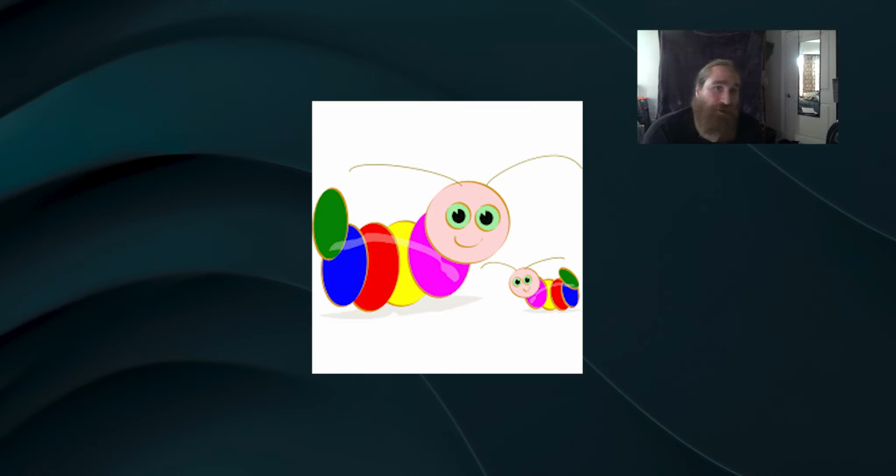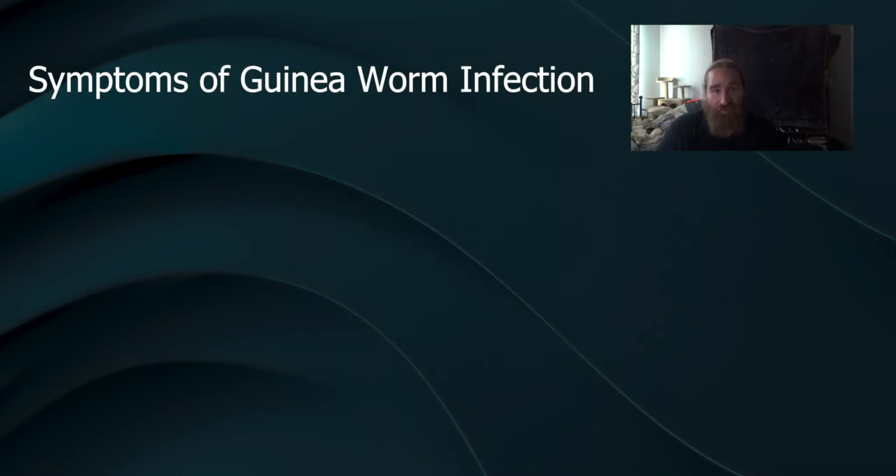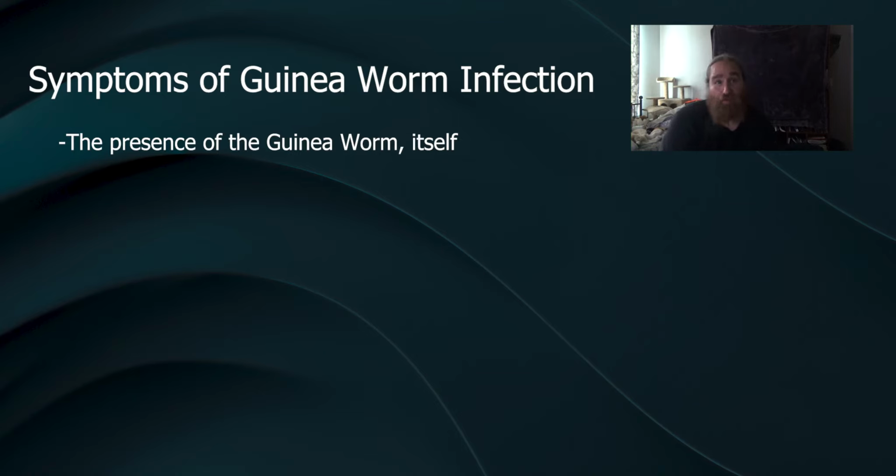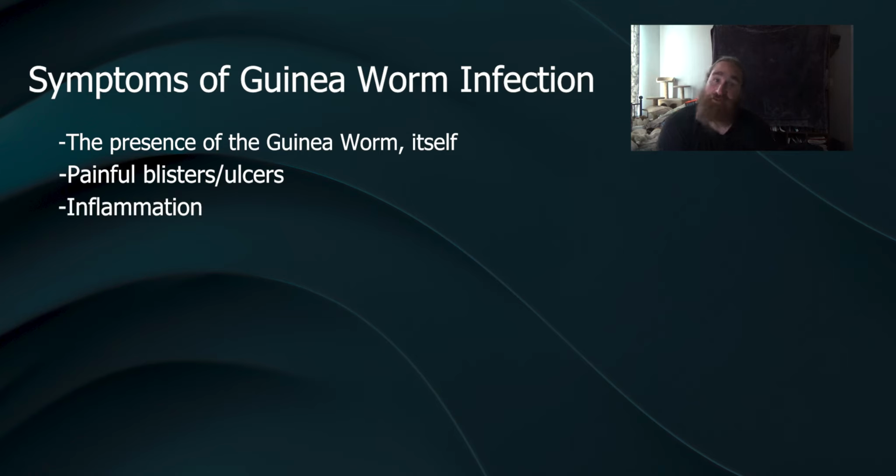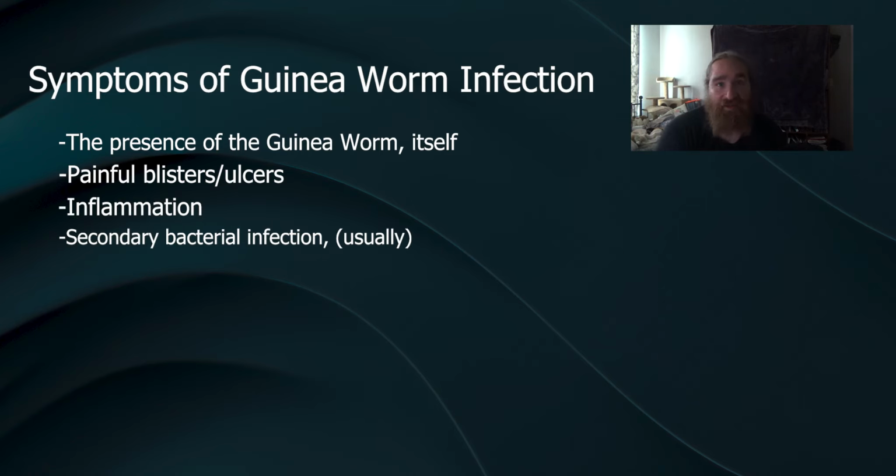And once the lesion meets the body of water, the female guinea worm pops right out of your foot and releases her larvae. The released larvae are then ingested by other copepods, and the life cycle continues. So with all of this going on, the symptoms that can present are, of course, the white-ish filamentous worm, painful blisters or ulcers, inflammation, and usually secondary bacterial infection.